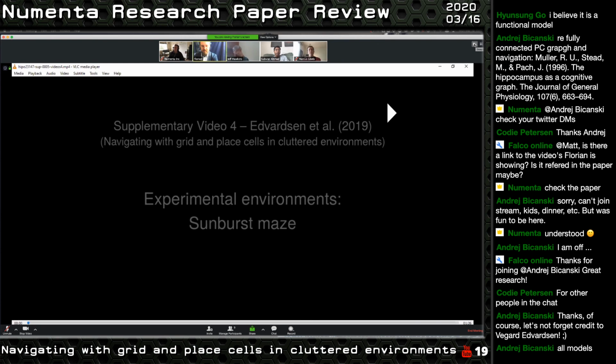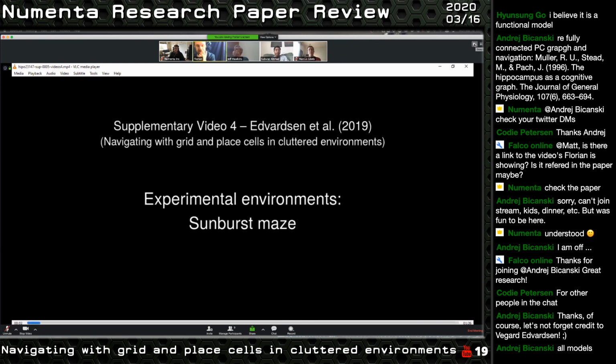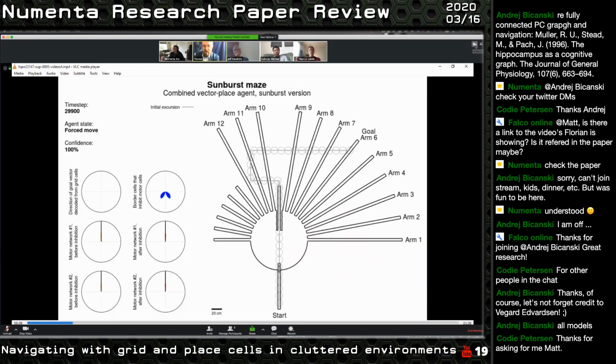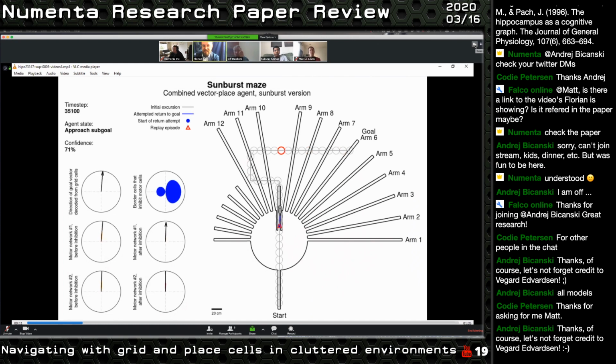And so lastly, the sunburst maze here. It's obviously quite complicated. You get this long path into the maze, and that map you build is useless, at least pretty useless, because now your entrance point is actually blocked. So you can't go back. You actually need to take the goal arm 6.